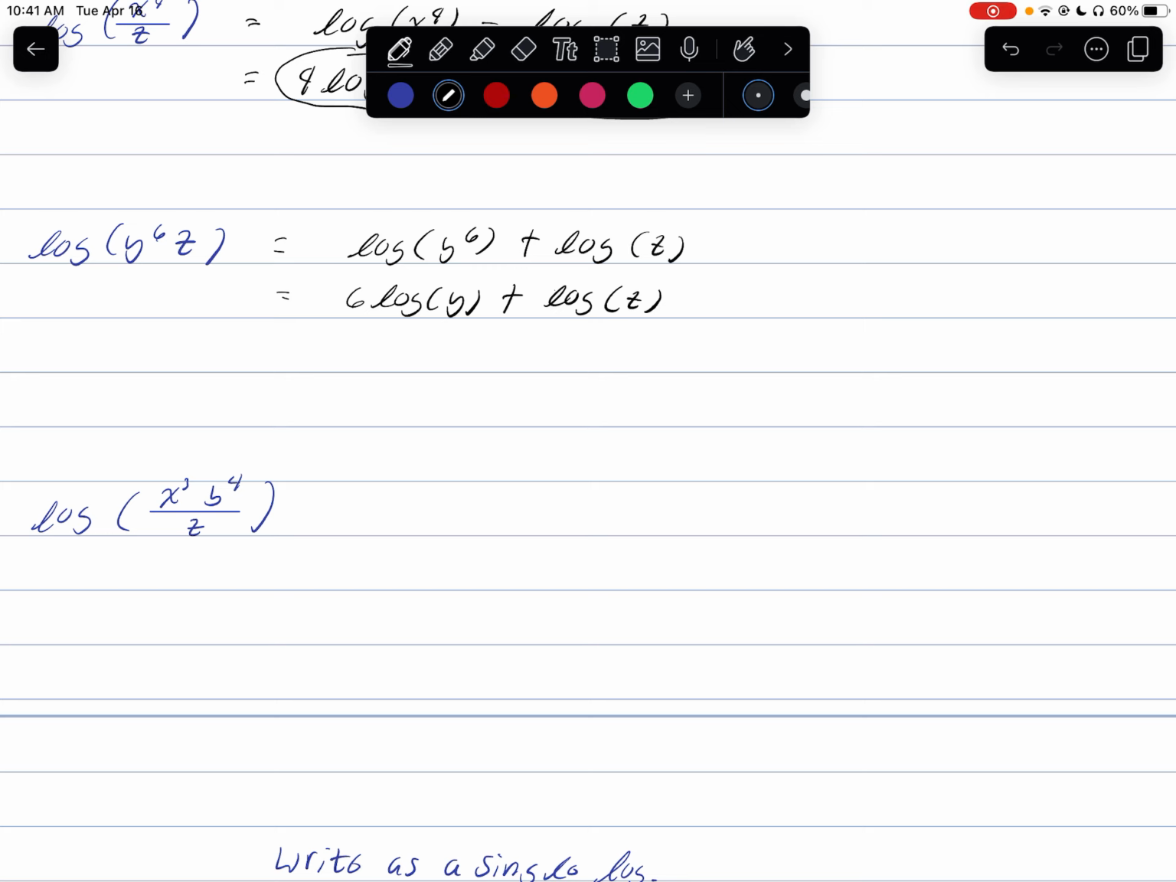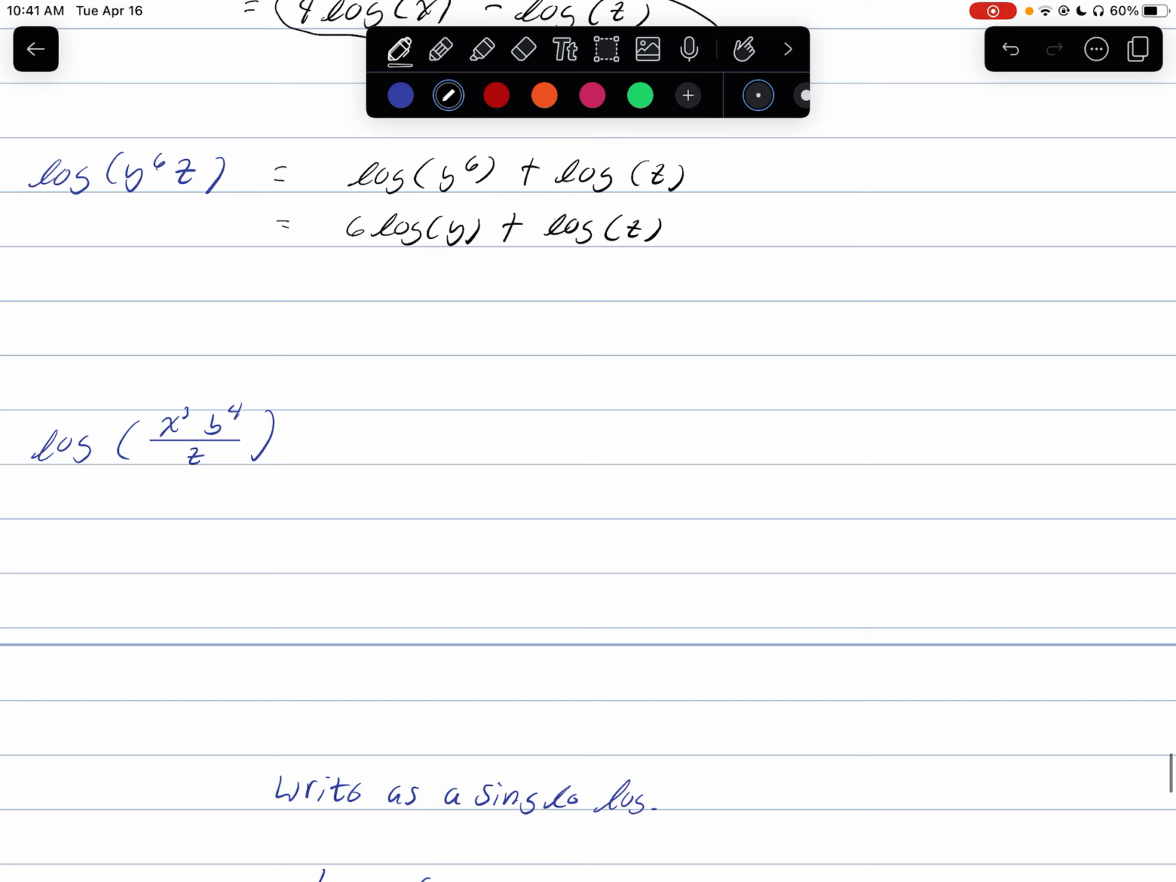Okay, well, let's look at this one here. This one's a little bit harder. Here we have log of x to the third, y to the fourth over z. Right away, there are several different ways you can approach this. If you see one of these more complicated problems, you have lots of different routes you can go. You can start by dealing with it as a product, or you can start by dealing with it as a difference or as a quotient. But let's deal with the quotient side of this first.